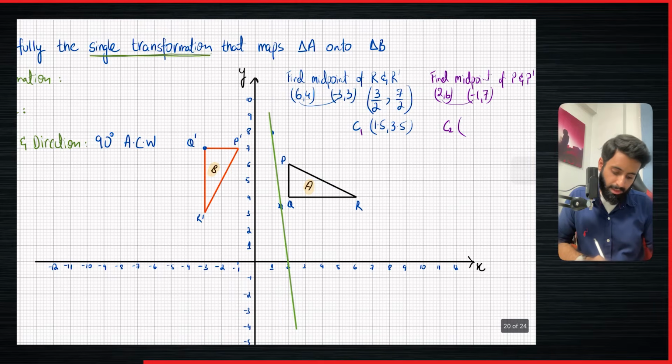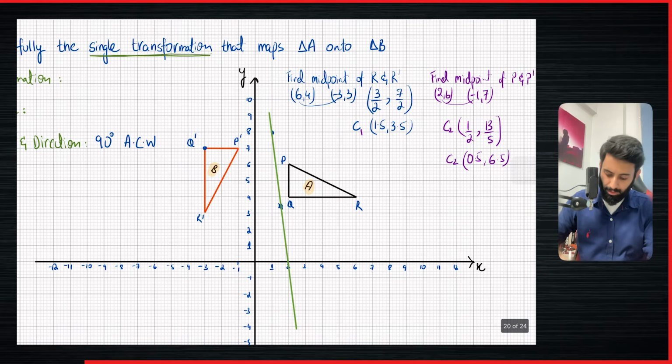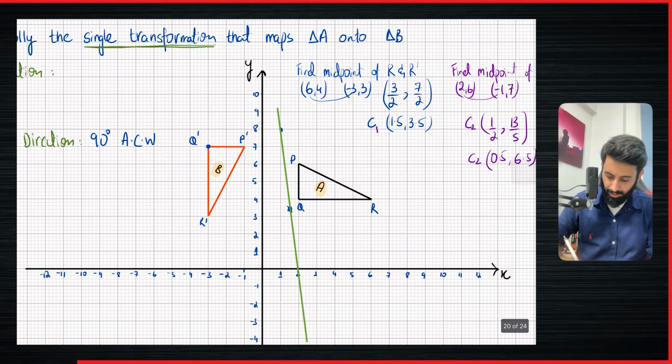2 plus -1 is 1, 1 upon 2, that's 0.5, and 6 plus 7 is 13, 13 upon 2 is 6.5. Let's write them down in decimals, so 0.5 and 6.5. Let's mark that over here. 0.5 and 6.5 is going to be somewhere over here. Let me make an X over here.